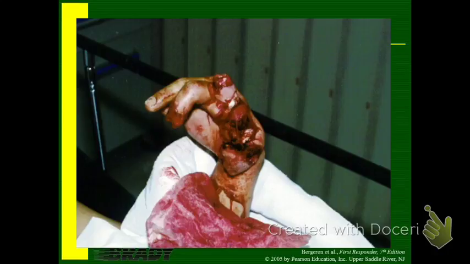Bandage it. You're going to have to splint it. There's some fractures in there. So bandage and splint it. Treat it for shock. No ice. So bandage that, splint it. Same way that you would do for the other one.